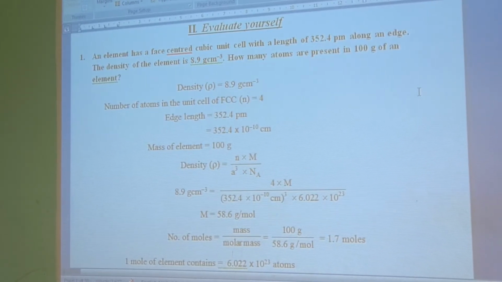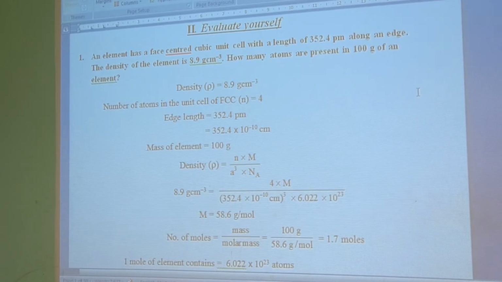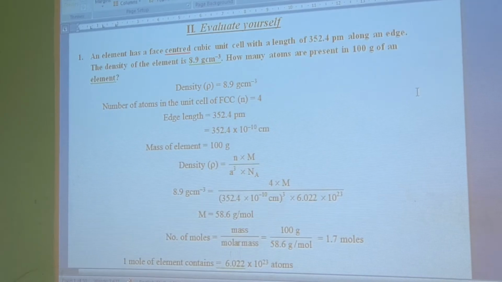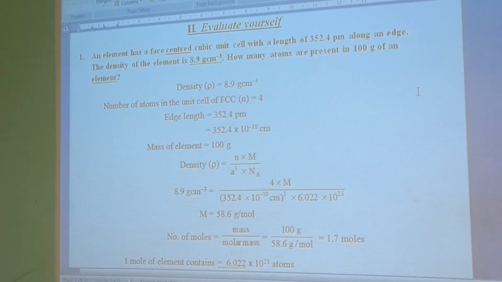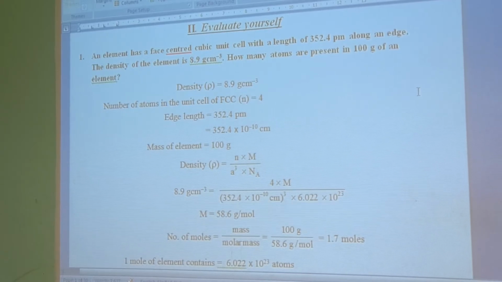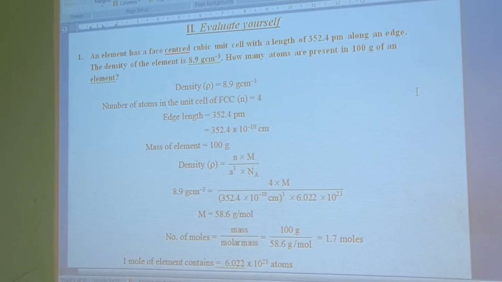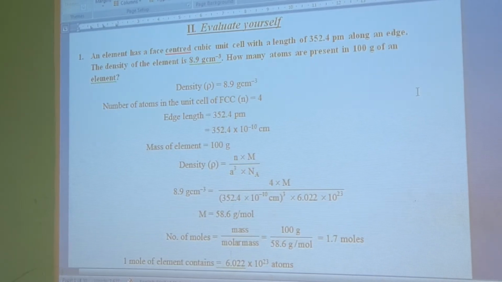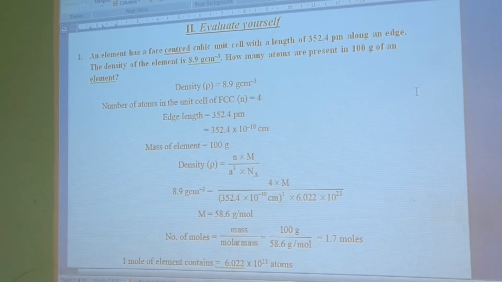First of all, let us note down. Edge length a is equal to 352.4 picometer, which can be given as 3.524 × 10^-8 centimeter. Since density is given per centimeter cube, we need to convert it into centimeter. Then density is given, rho is equal to 8.9 gram per centimeter cube.